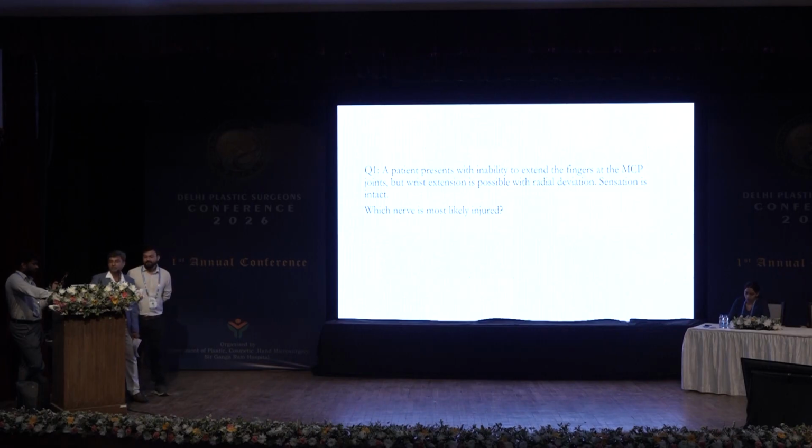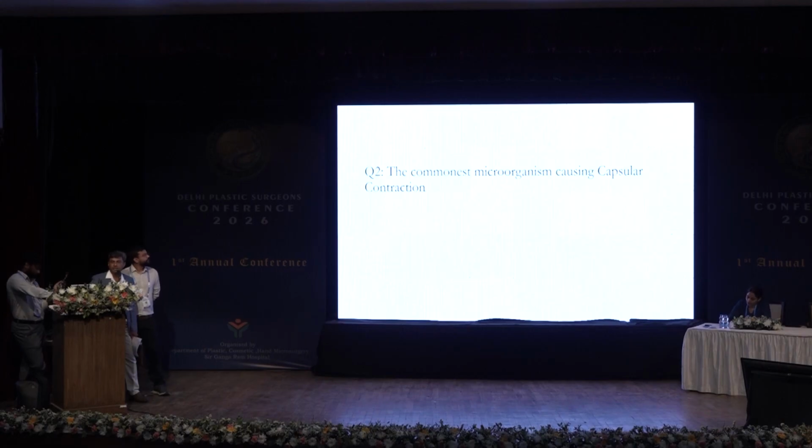A patient presents with inability to extend the fingers at the MCP joint, but wrist extension is possible with radial deviation. Sensation is intact. Which nerve is most likely injured? PIN. Yes, correct. The commonest microorganism causing capsular contracture. Pass.